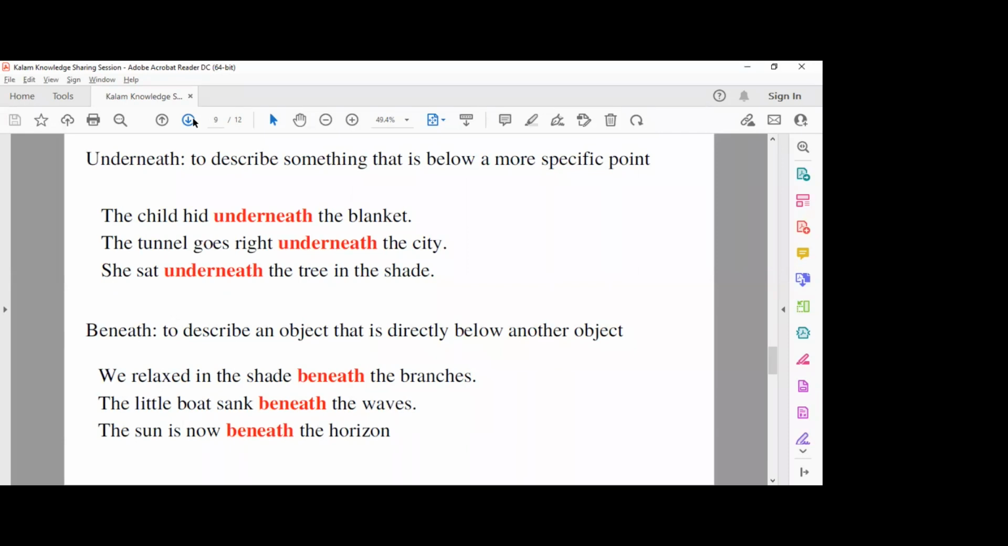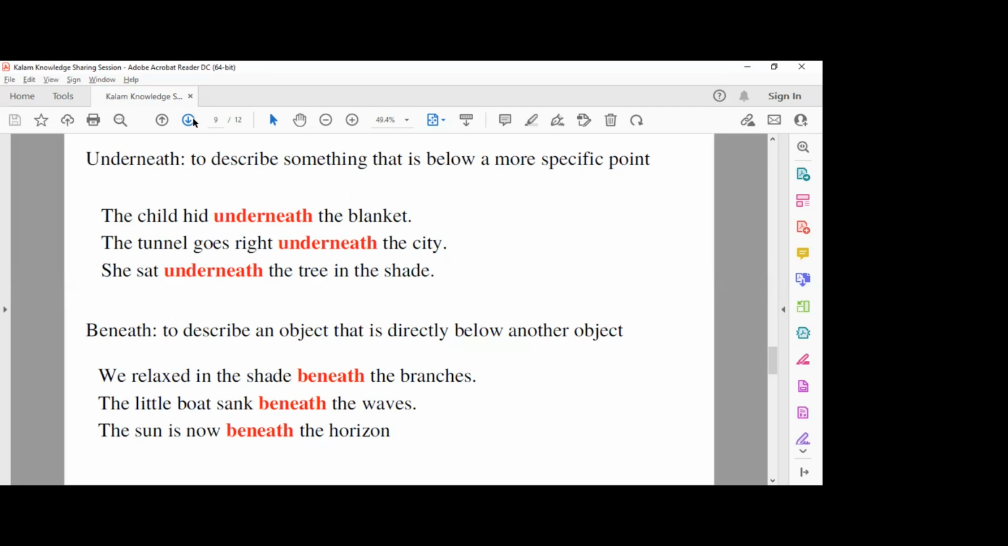Underneath is to describe something that is below a more specific point. When we are talking about a specific point, in that case we have to use underneath. The child hid underneath the blanket. The child is hiding, where is he hiding? It's a specific point, the blanket. So in that case we have to use underneath. And next one is the tunnel goes right underneath the city. Here we are specifically using the city. So in that case we have to use underneath.